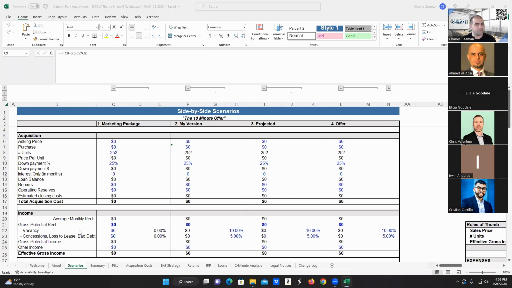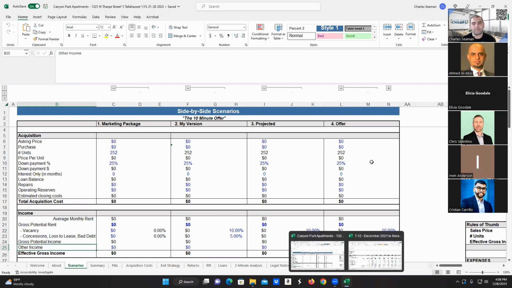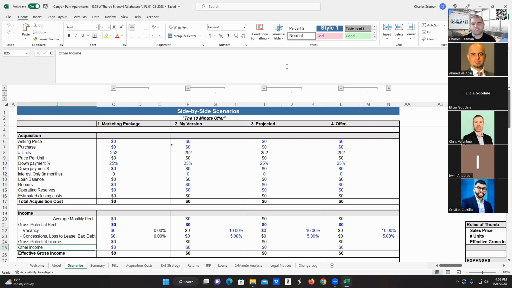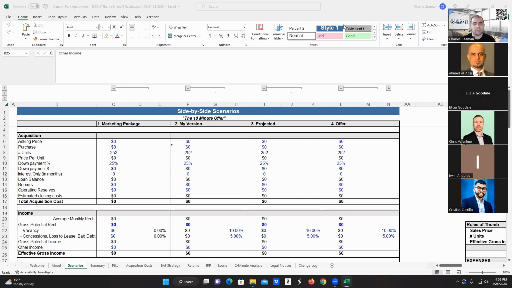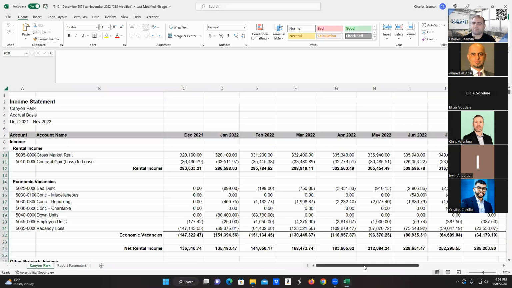So on the income side, we're going to be looking at gross potential rent, vacancy, concessions, loss to lease, bad debt, and other income. So for anybody who's been on a few of these, what's the difference in time frame with how we look at the income and the expenses, and why do we do it that way? I'll take a try. The expenses are based off of the most recent 3 months annualized.